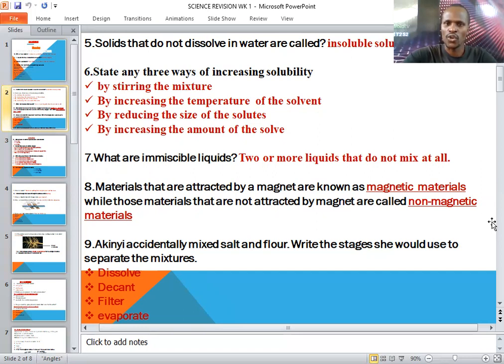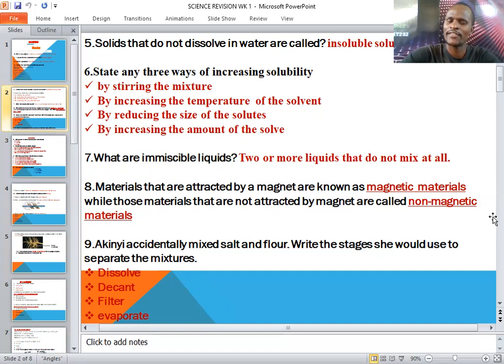The ones that are able to dissolve are called soluble. So number five, just write insoluble solids. If you could have written all those two alternatives, I could have given you a mark. Let's look at number six.